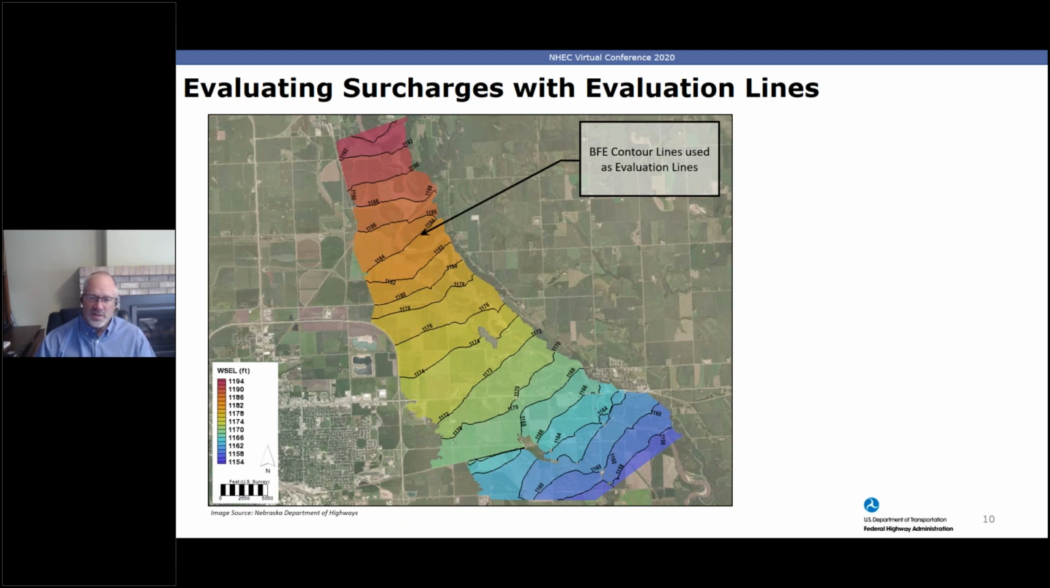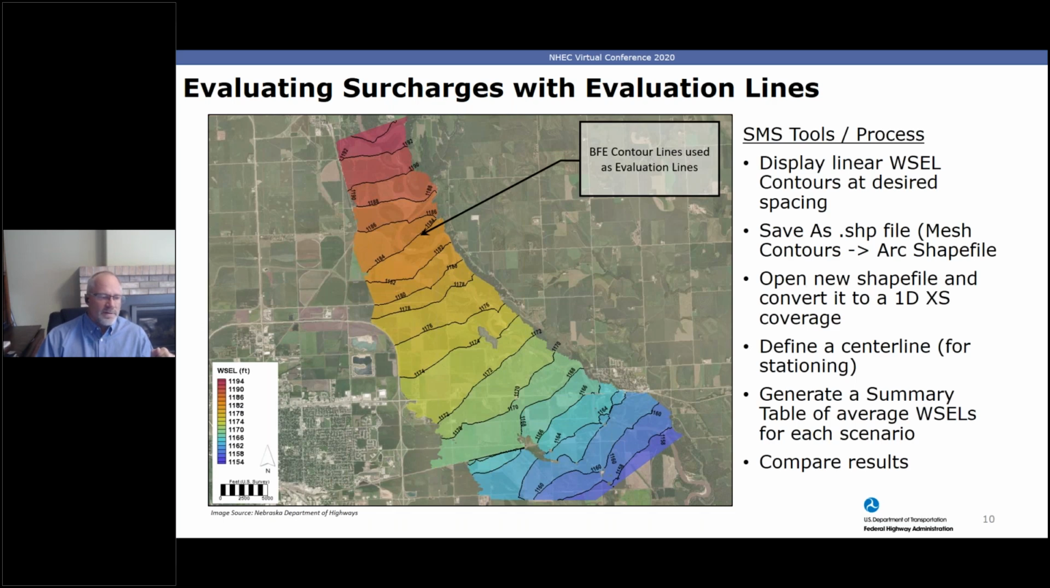Okay. And in this example, I happen to be using 2-foot contour intervals, but for future application, I certainly would refer you to the guidance that will be released by FEMA in November on the appropriate spacing.